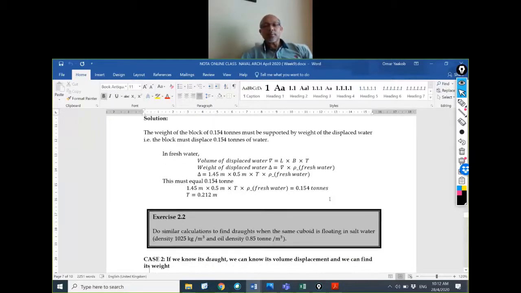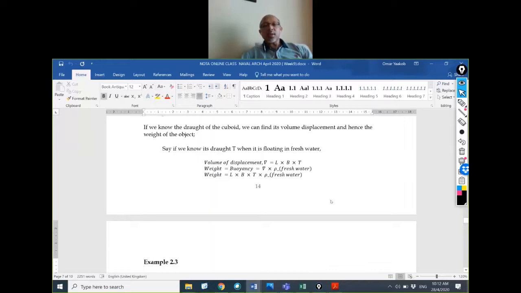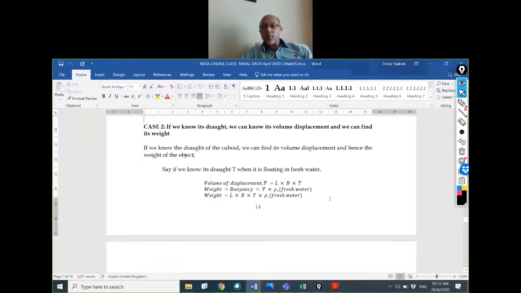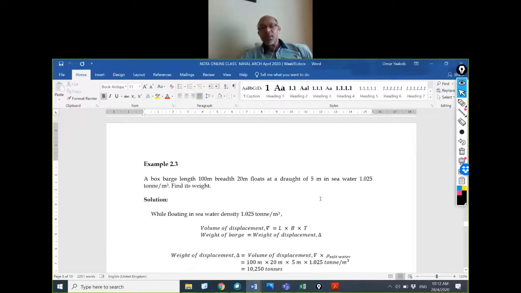Again, same thing. For case 2, if we find that this cuboid is floating at a certain draft, then we can know its weight, because we can calculate the volume that has been displaced. That volume we multiply by the rho of the water, and because it is a cuboid, the volume is just L times B times T, times rho of the fresh water. So that's the weight of the water being displaced, and this must equal the weight of the object.